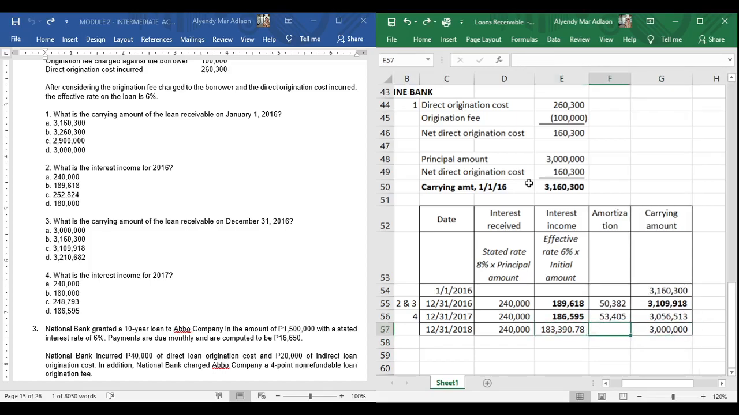Okay? We work back, it should be 3 million at first. So, to have 3 million, we need to add 56,513. So, therefore, our interest income, take note, we subtract, because the interest income should be smaller in this case.